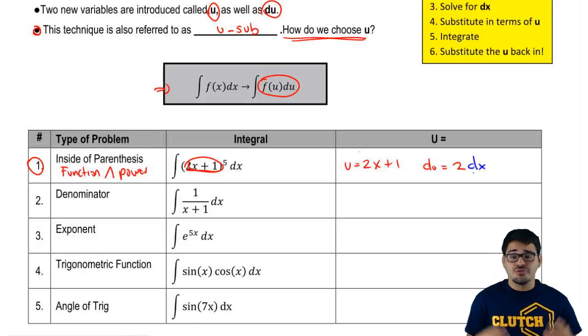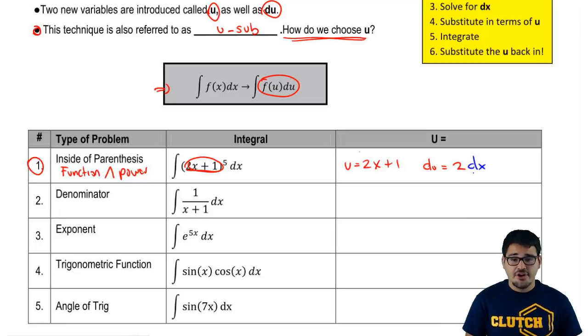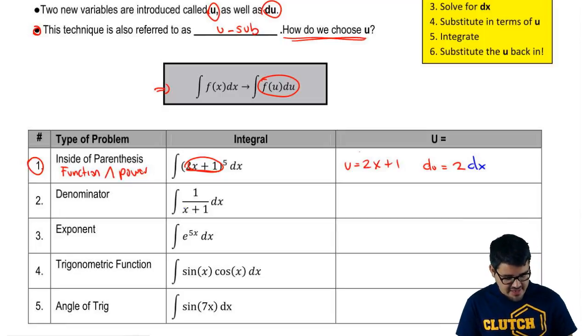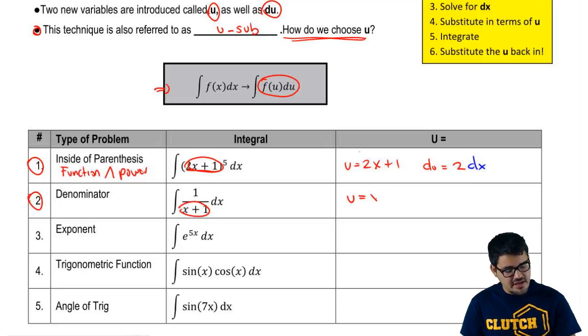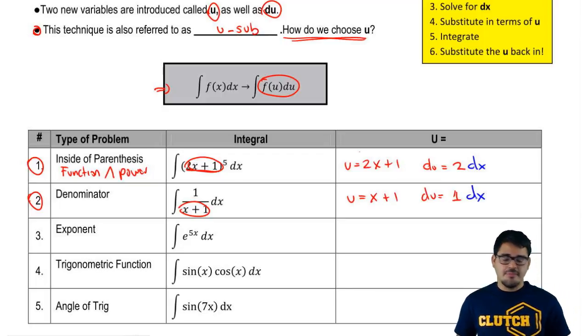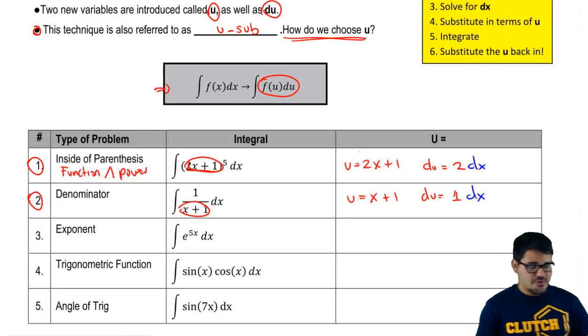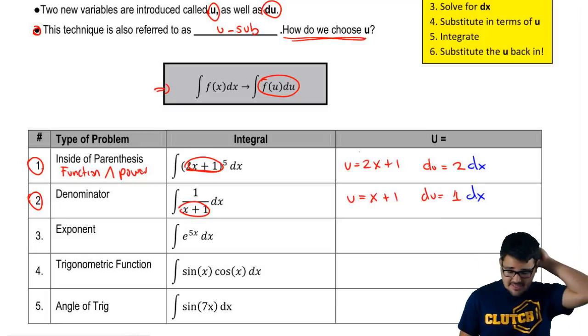So if you have a fraction or a rational function, you're most likely going to have the denominator of the function being your u. So in that case, your denominator is going to be x plus 1. So your u is going to be x plus 1. And the du is going to be the derivative of x plus 1, or just 1, and then we need to always multiply it by a dx, right? So don't forget to make sure that you have your derivative and then your dx of u at the end.